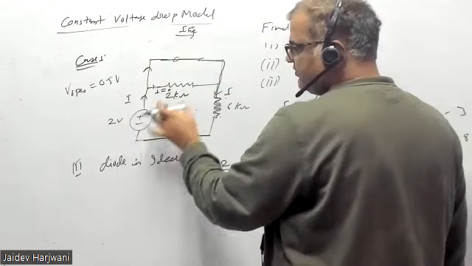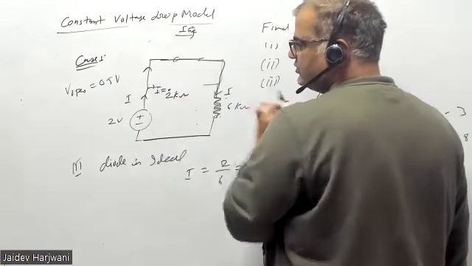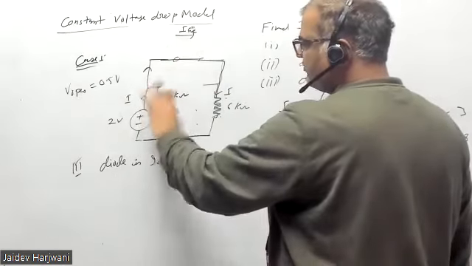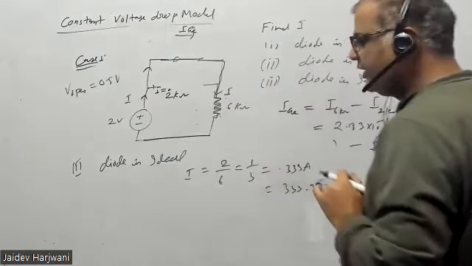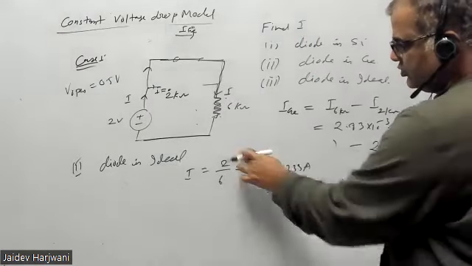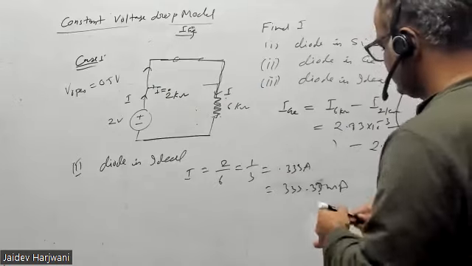Because this is a short circuit, this whole voltage will be divided across the 6 kilo ohm only. So you can find the current as 2 divided by 6, like this.